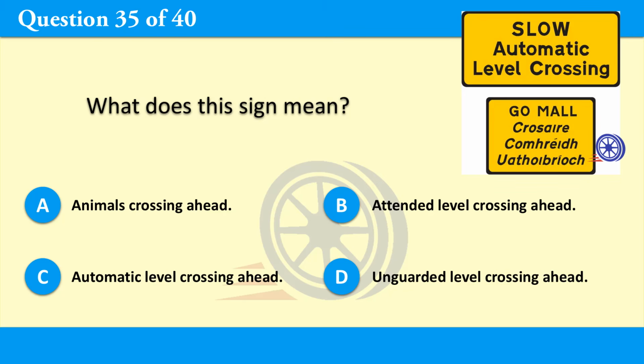What does this sign mean? A. Animals crossing ahead. B. Attended level crossing ahead. C. Automatic level crossing ahead. D. Unguarded level crossing ahead.